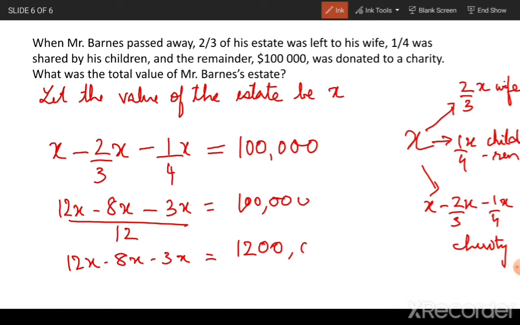which is 1,200,000. So the total value of the estate we had assumed was x, and if you solve this equation you get x equals $12 lakh or $1,200,000. So you got the value of x, and that is your final answer.